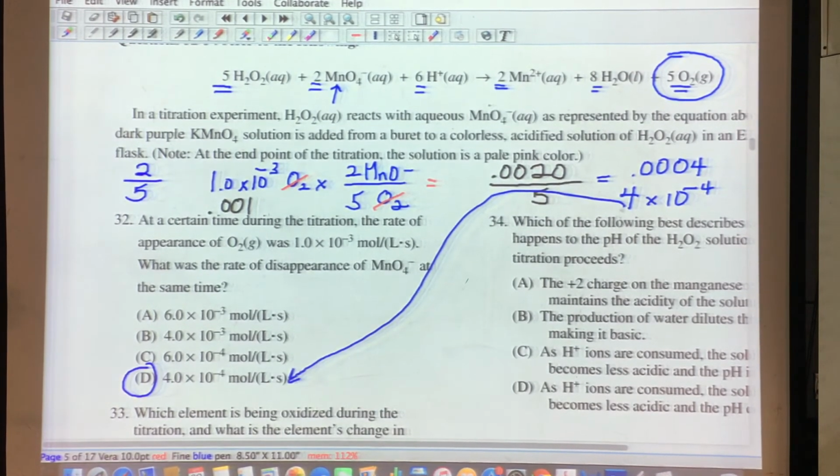So yeah, you had to do a little bit of stoichiometry. It's really helpful to see what you're relating it to. They gave you information about O2, to get the permanganate, and then just do the simple math. They're never going to give you crazy math numbers.